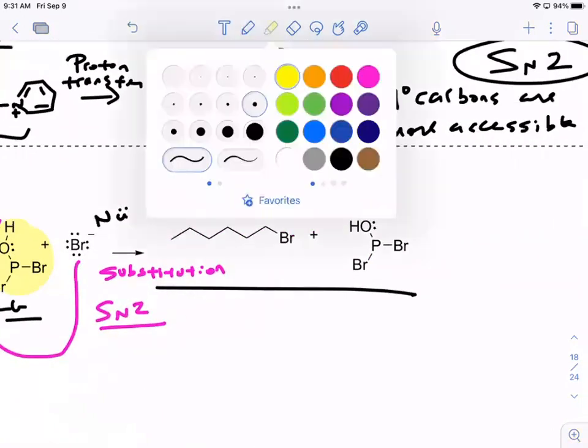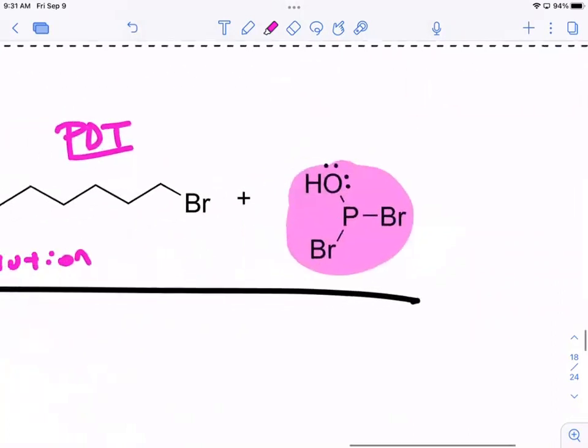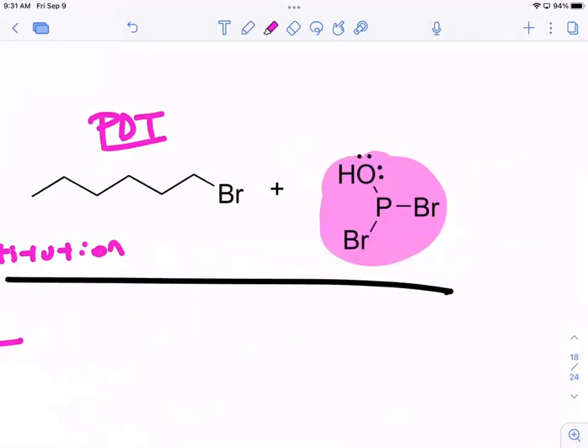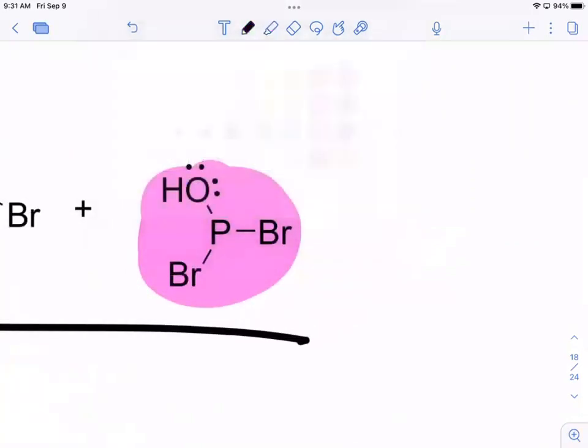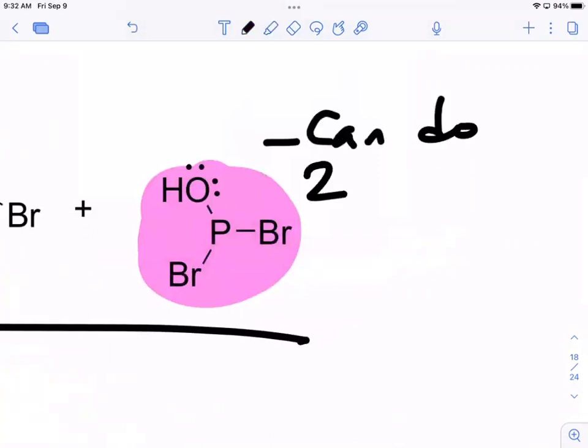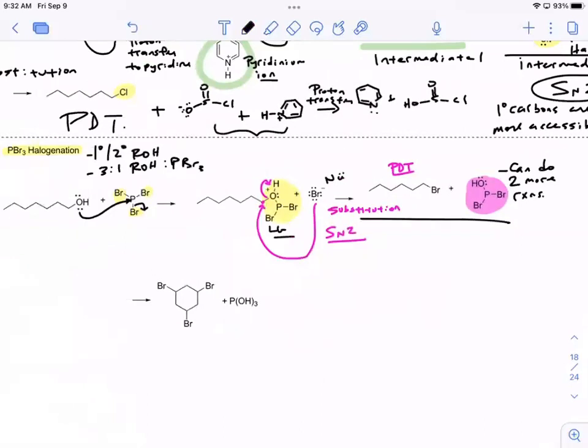Now we have another concept to deal with. If you look at what's left, I have my product, but I also have 2 more bromines on the phosphorus. So this can do 2 more reactions. That's why I said at the beginning, you normally start with a 3-to-1 ratio of alcohol to PBr3. For every PBr3, you have 3 alcohols that you're going to react with.